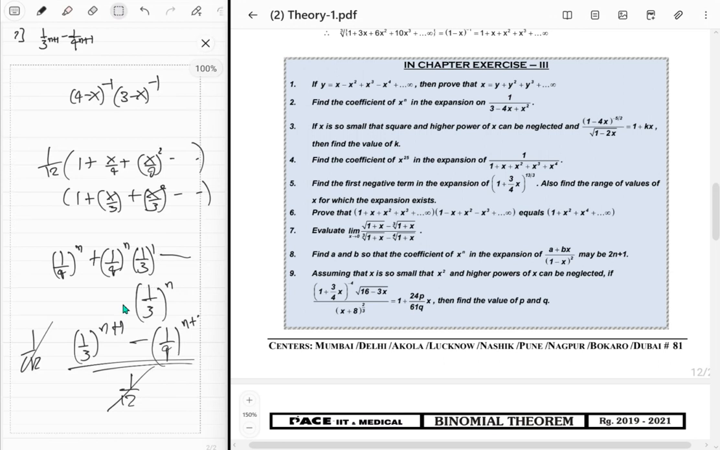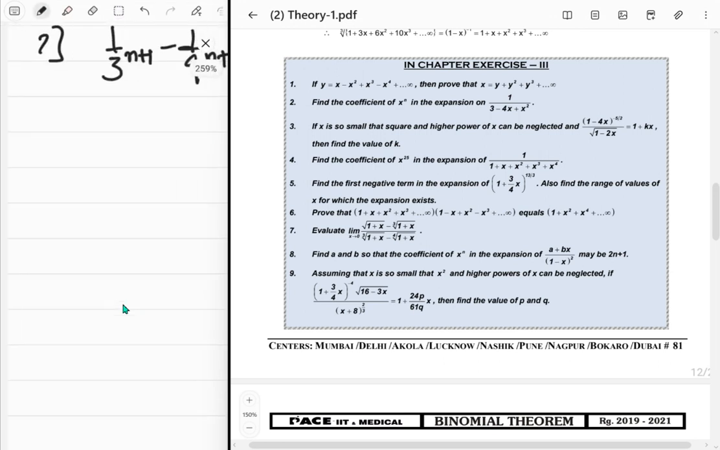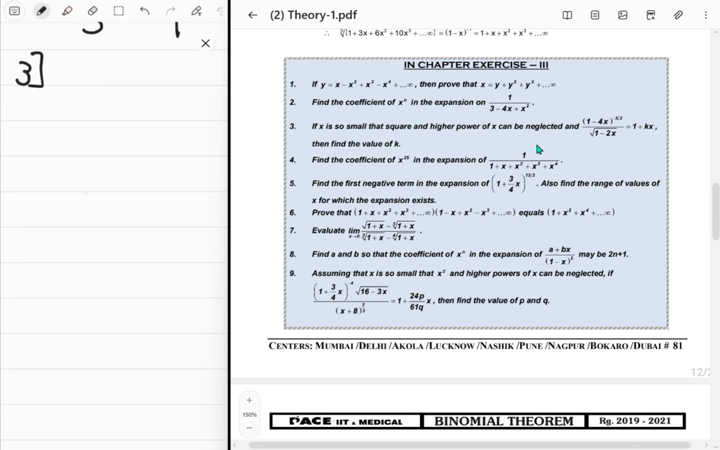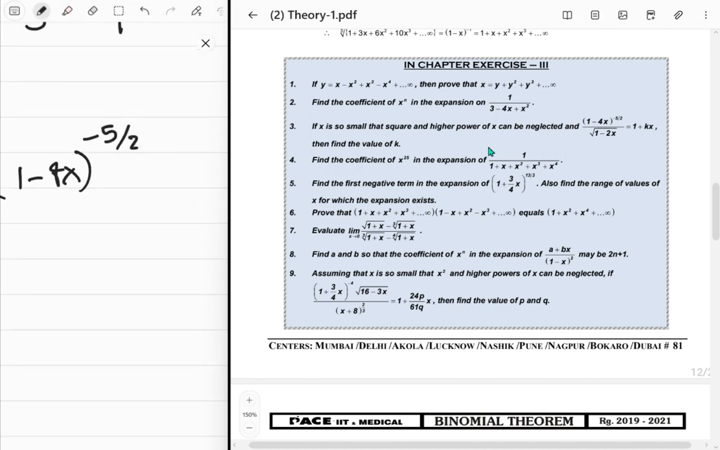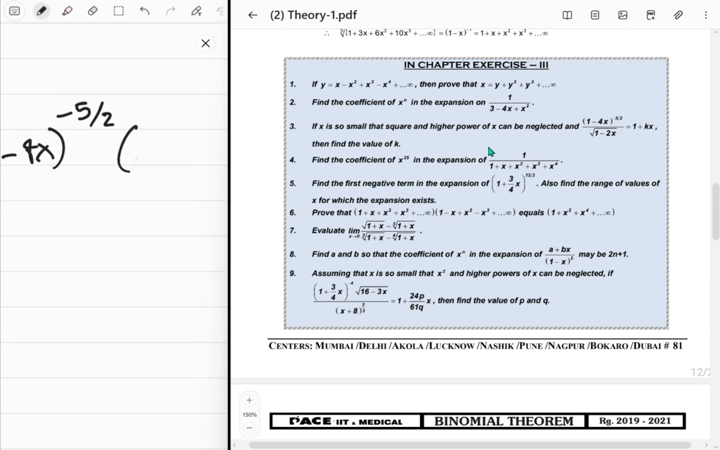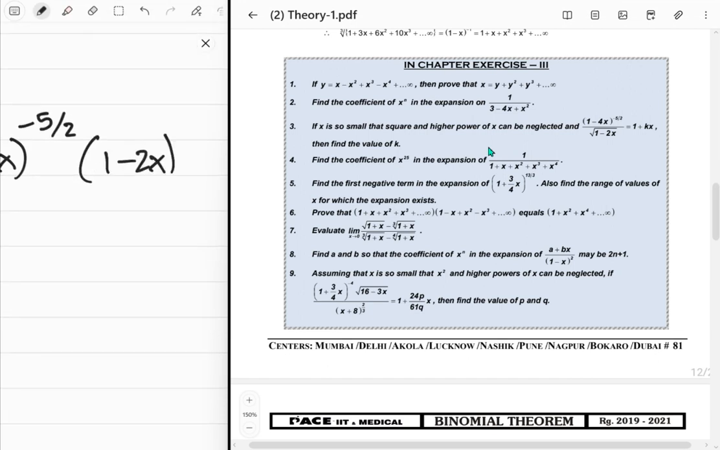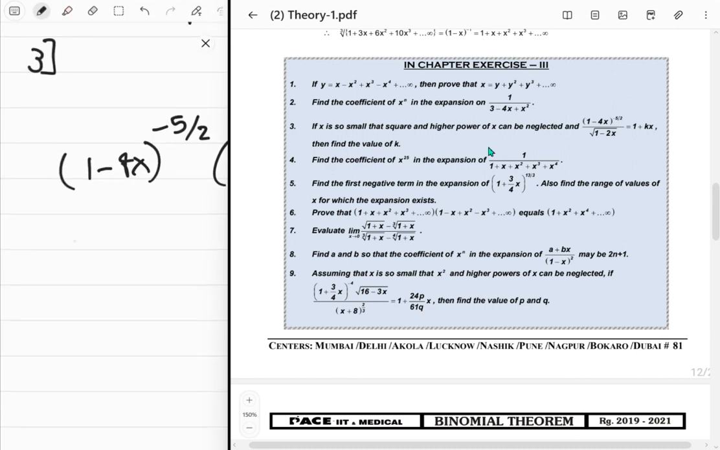Okay, let's go to third. If x is so small that the square and higher powers of x can be neglected, and this is equal to 1 plus kx, then find the value of k. Okay, no big deal. This is 1 minus 4x to the power of negative 5 upon 2. Square and higher powers can be neglected completely. That's really nice. Then you can just approximate it. So 1 minus 2x to the power of negative 1 upon 2. You can just approximate it.